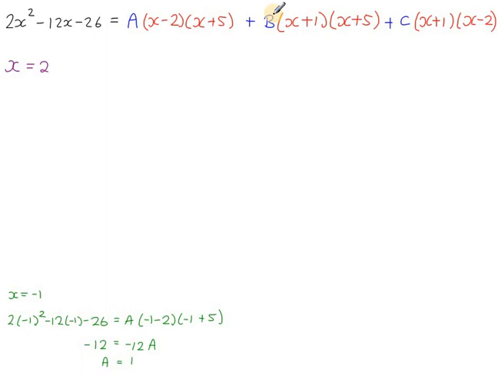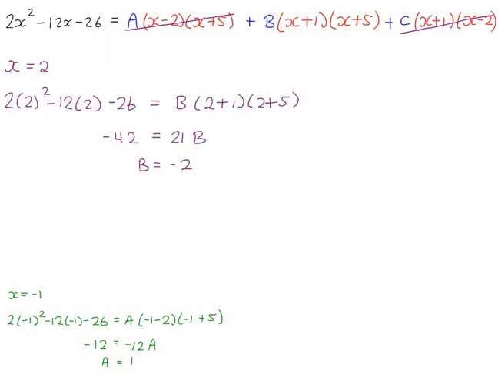To work out B, if we substitute x equals 2, so this x minus 2 factor becomes 0, so all of this will cancel, and if we put in x equals 2 here, that's 0 times the rest, that cancels. We're just left with this, and if we substitute in x equals 2 we can work out B. So B is equal to minus 2.